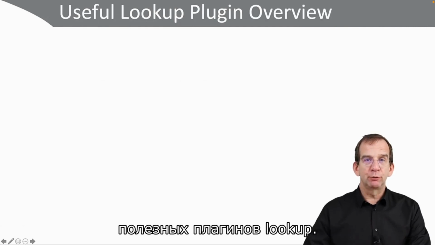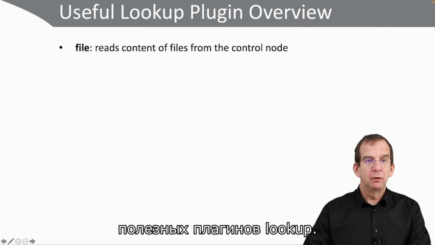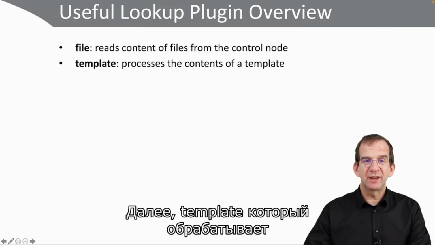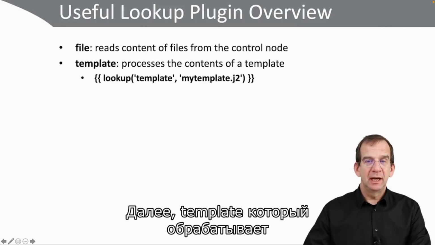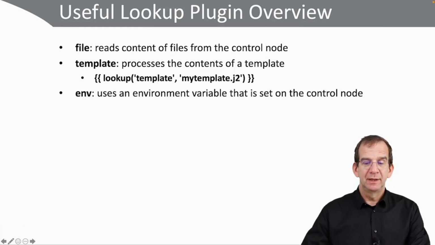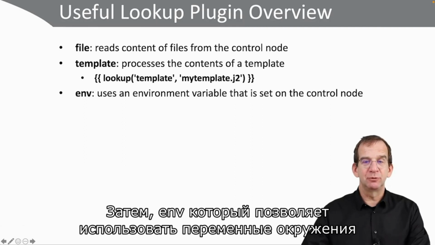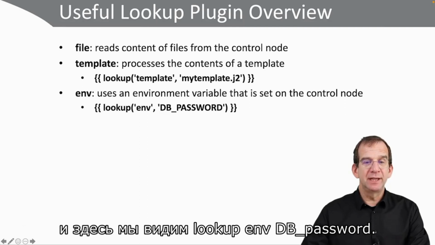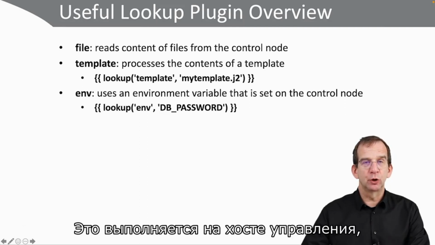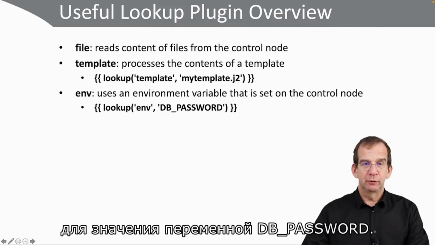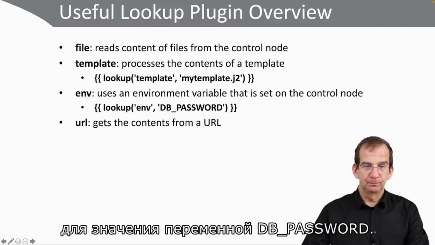Now here we have an overview of some of the useful lookup plugins. File, which reads content of files from the control node. There is template, which processes the contents of a template. You would use it as lookup template mytemplate.j2. There is env, which allows you to use an environment variable that is used on the control node. So here we see lookup env db_password. That is going to the control node, and on the control node it will check in the current shell environment for the value of the variable db_password.